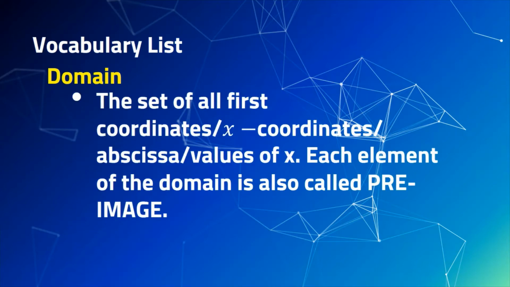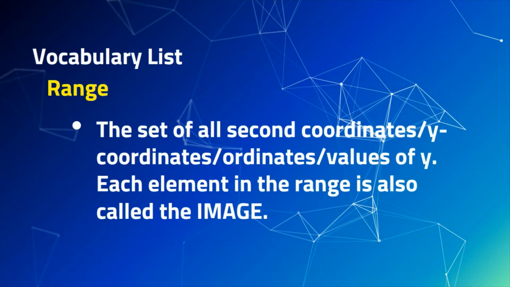This is the set of all first coordinates or the x coordinates, abscissa, or the values of x. Each element in the domain is also called pre-image. The other term is what we call the range. This is the set of all second coordinates or the y coordinates or the ordinates. This is actually the y value or the values of y. Each element in the range is also called the image.